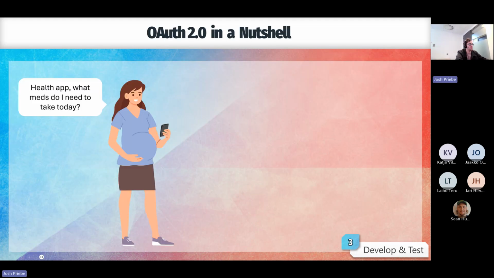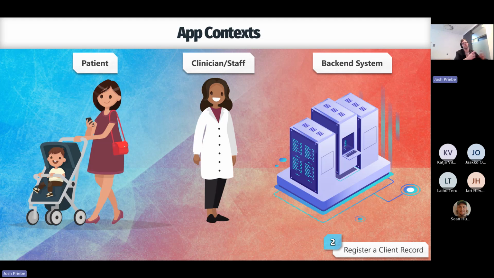I'll do a quick explanation of three different OAuth 2 contexts and where they might make sense. So we've got three examples here. First is the patient context. That is like the last example I showed, where you as a patient are logging into our patient app and releasing data to a third-party app.